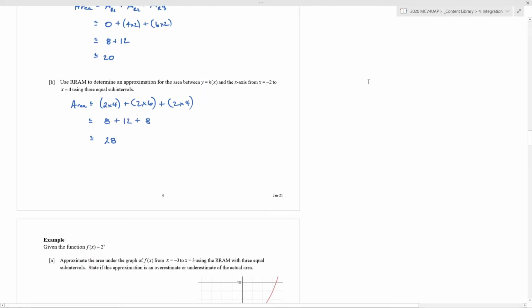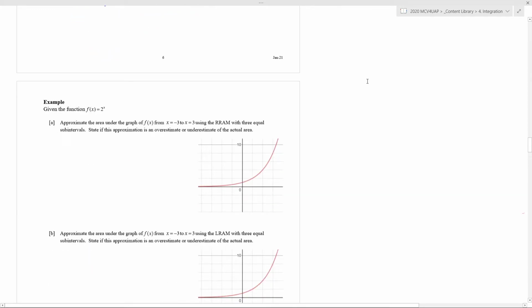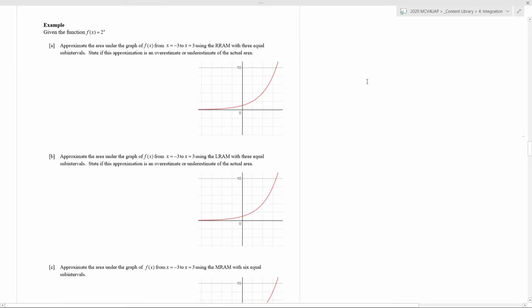The next example, now we're given an equation. We have a function, but now we actually have an expression for the curve. So that curve there I've drawn is y is equal to 2 to the x. Approximate the area under the graph from -3 to 3, part A, using a right rectangular approximation with 3 equal subintervals. And then state if it's an overestimate or an underestimate.